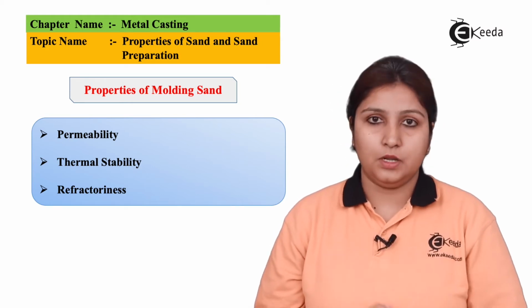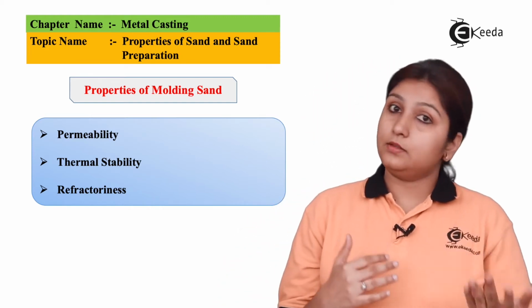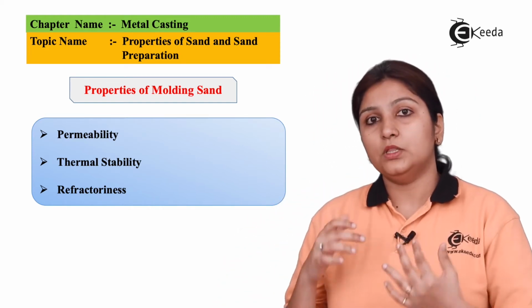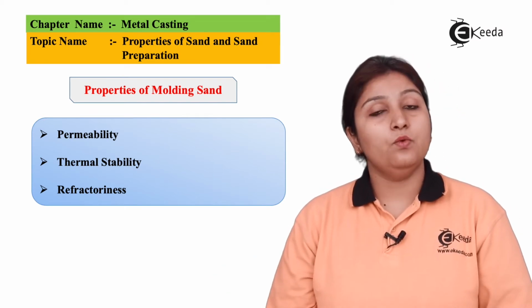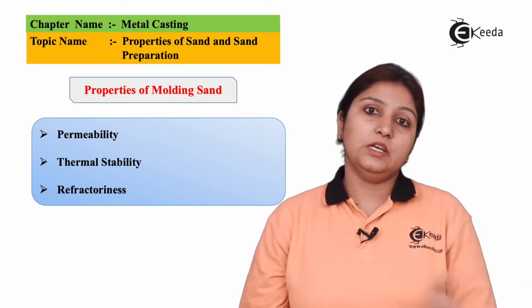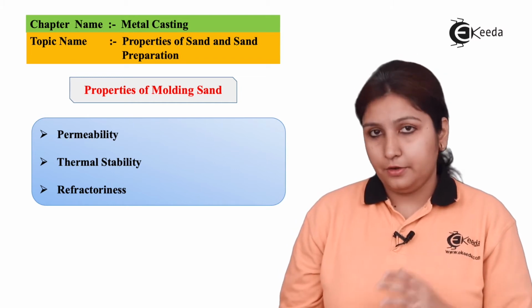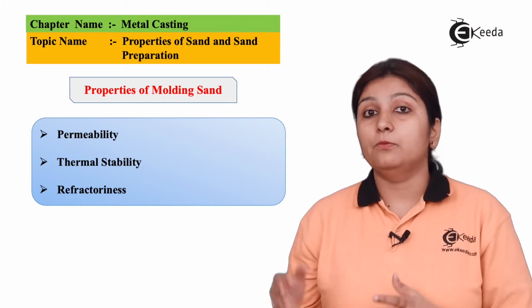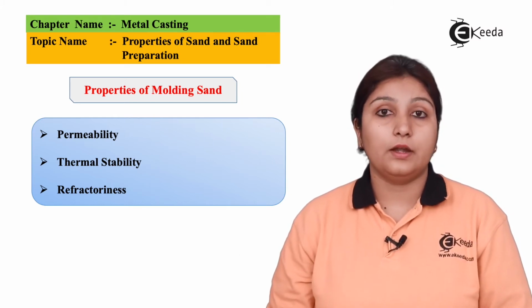Then comes thermal stability. As your gas is hot, hotness comes with thermal stability. If your sand is thermally stable, it would easily sustain your high temperature. So the sustainable property of your sand comes into the picture. It should not get cracked. It should not harm your core. So for sustaining that, thermal stability of your sand is required.